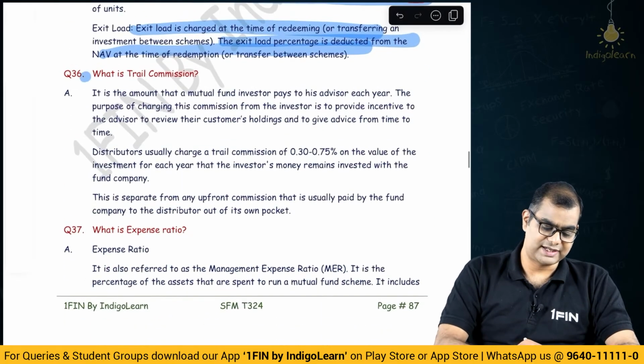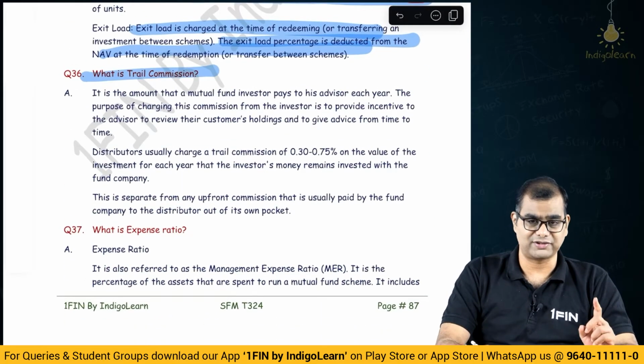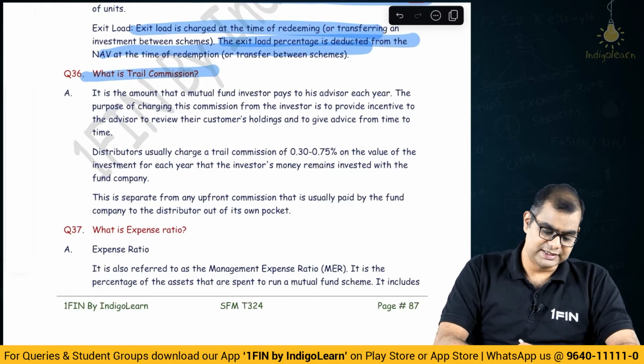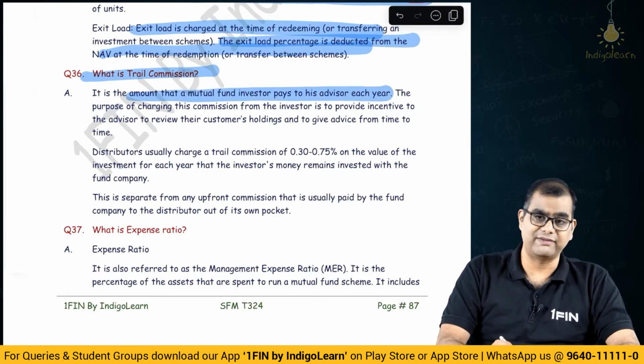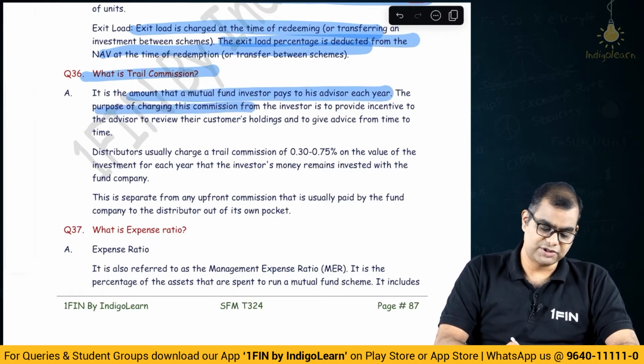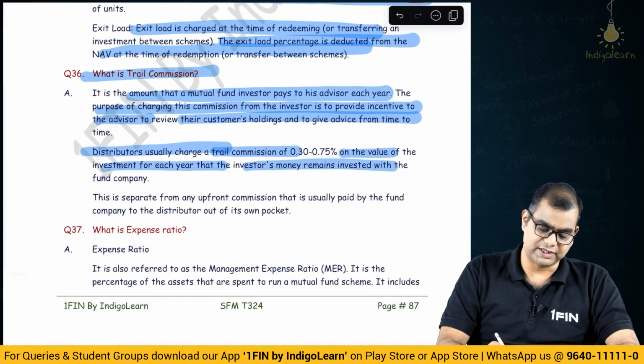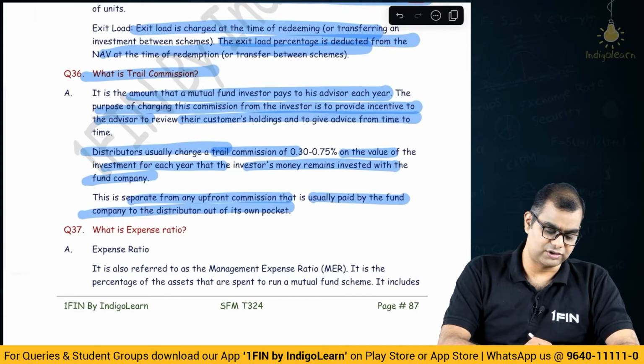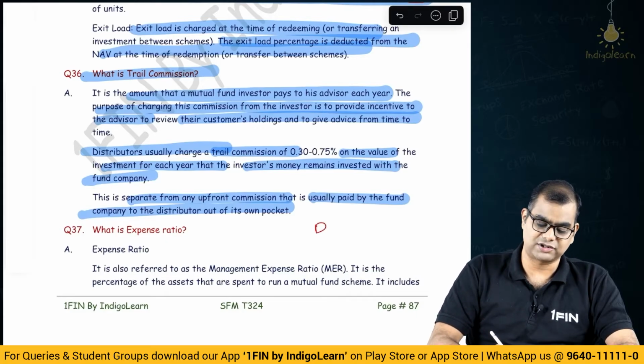Then we come to something called trail commission. We discussed trail commission. I was telling you that there is something called trail commission. It is an amount that a mutual fund investor pays for his advisor each year. The purpose of charging the commission to investors is to provide incentive to the advisor to review the customer's holdings and give advice. Distributors usually charge a trail commission of 0.3 to 0.75% of the value of the investment each year. The investor's money remains invested with the company. This is separate from any upfront commission that is usually paid by the fund company to the distributor out of its own pocket.